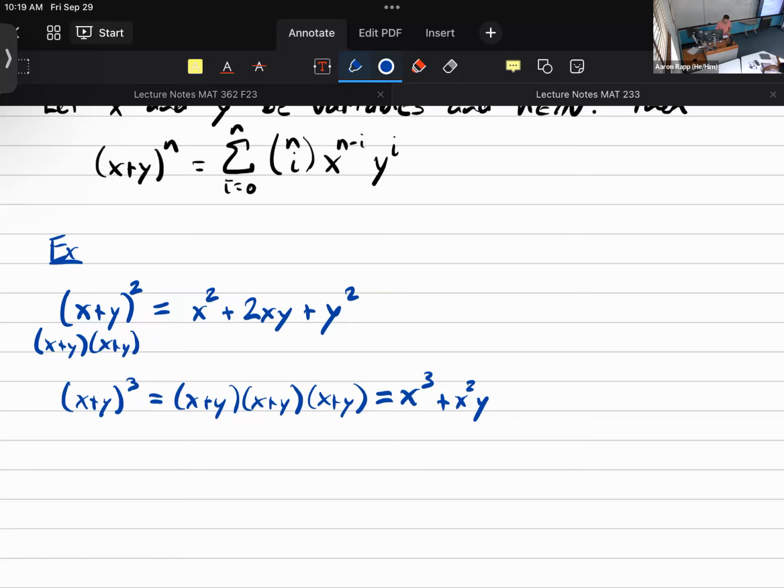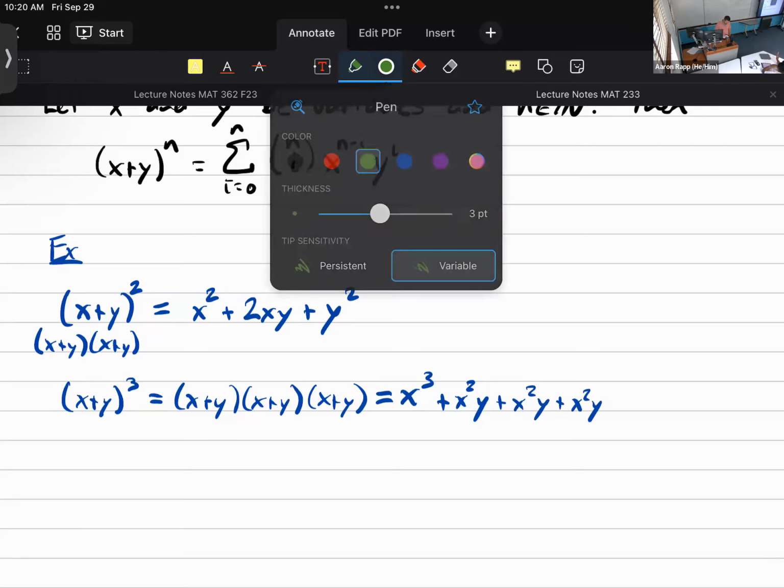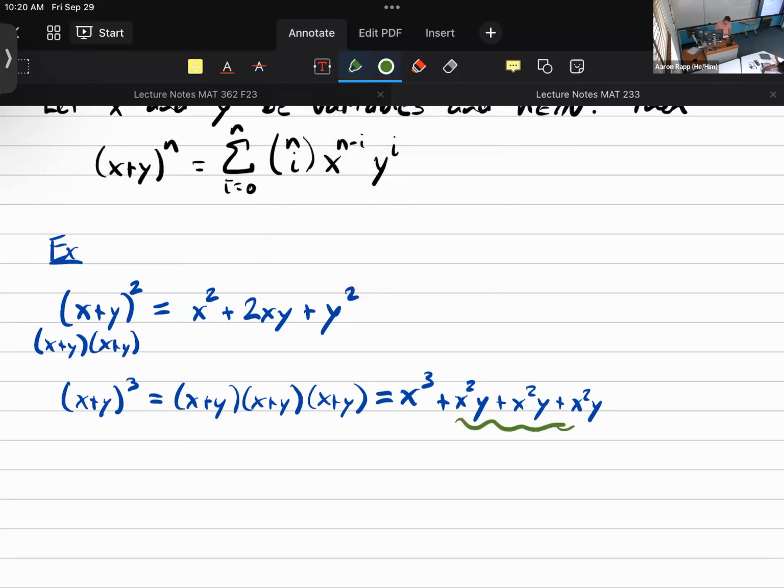And what's another way I can generate an x squared y term? Y x x. And so how many do I get in total? Yeah, and we'll see it down here. 3x squared times y.